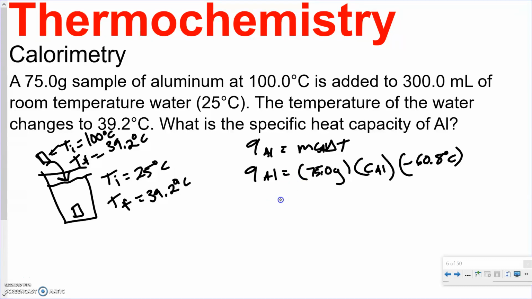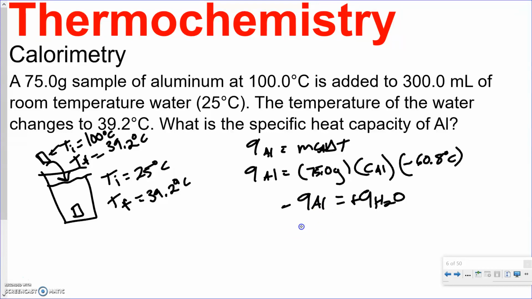Well, what's missing? What's missing is the fact that the energy transferred from the aluminum is going to be equal to the energy absorbed by water. Why? Because energy cannot be created or destroyed. So the Q of aluminum is going to equal the Q of H2O. And technically, one's going to be positive and one's going to be negative. In this case, aluminum's going to be negative because it's losing energy, and water's going to be positive. Because again, energy cannot be created or destroyed. It's being transferred from aluminum, negative, it's losing, to water, positive, gaining.